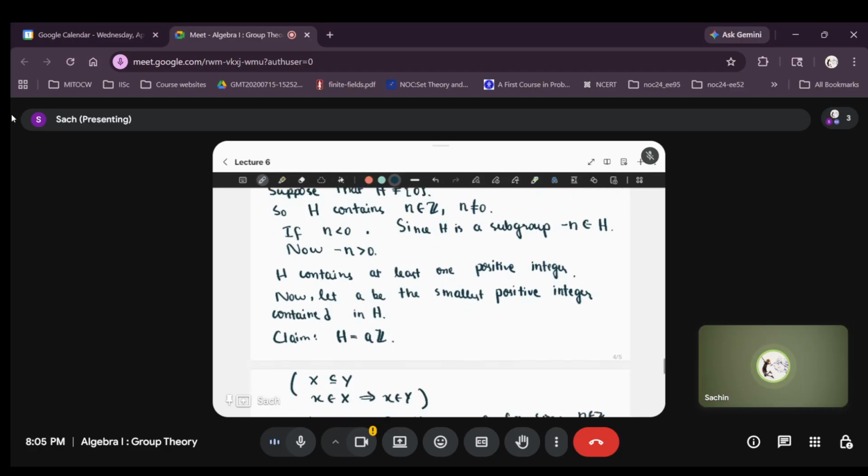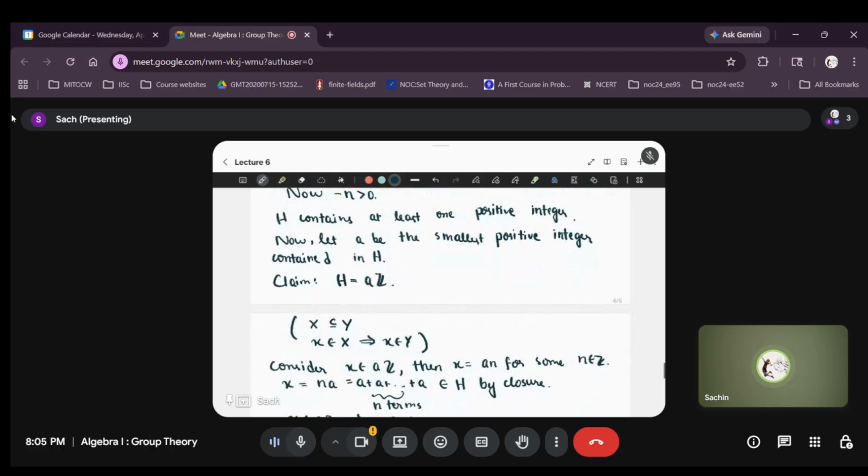To show that, we showed that since A is in H, all multiples of A are in H because of closure. And all multiples of A is simply the set AZ. So all elements of AZ are in H. So AZ is a subset of H. That is one direction. And if I show that H is also a subset of AZ, that would mean that H is equal to AZ. Because if A is a subset of B and B is a subset of A, then A is equal to B.